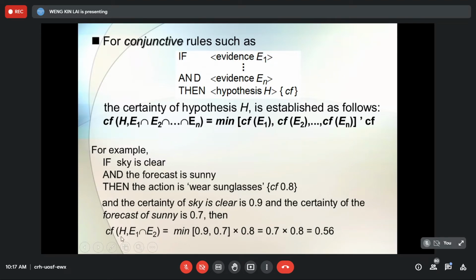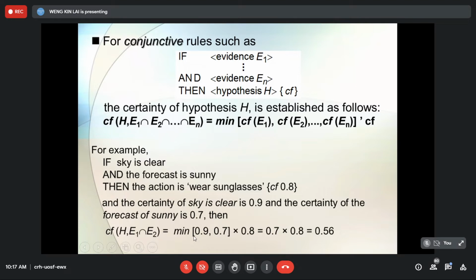So therefore, when you calculate the final certainty factor of your hypothesis H based on the condition of E1 and E2, this is the mathematical symbol for your conjunction, or your conjunctive rule, which basically looks like an N.